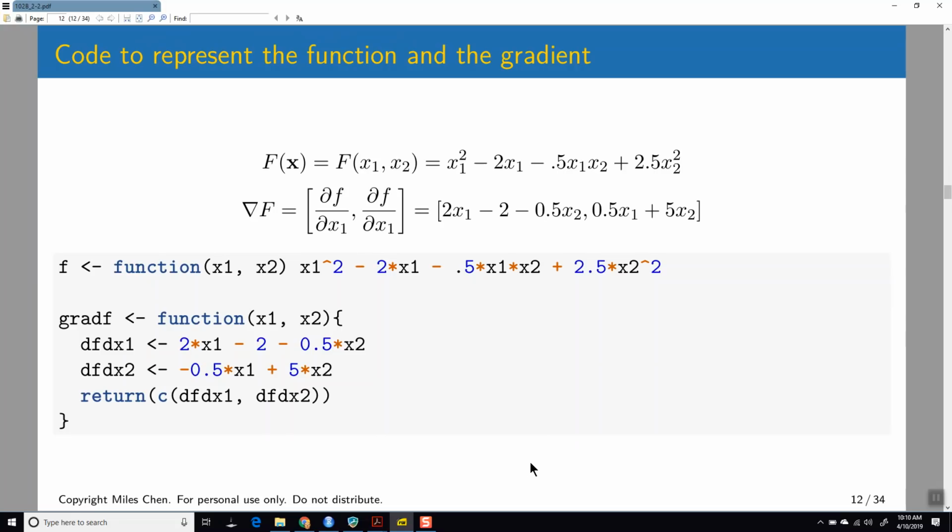And so if I wanted to code this up, it's going to look like this. I code in x1 squared minus 2x1 minus 0.5x1 x2 plus 2.5 x2 squared. Okay, so that's our function f. And then the gradient of f is 2x1 minus 2 minus 0.5 x2, and here I have minus 0.5 x1 plus 5 x2. The f will return just a single value, and the gradient will return 2 values, because you've got the gradient with respect to x1 and the gradient with respect to x2.